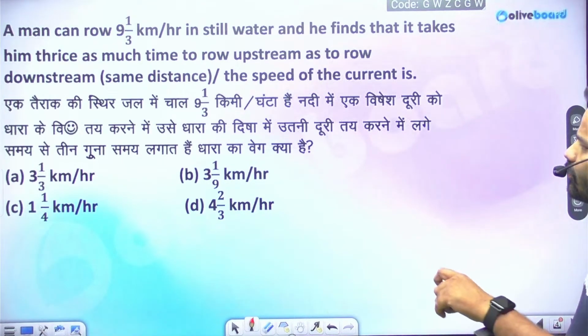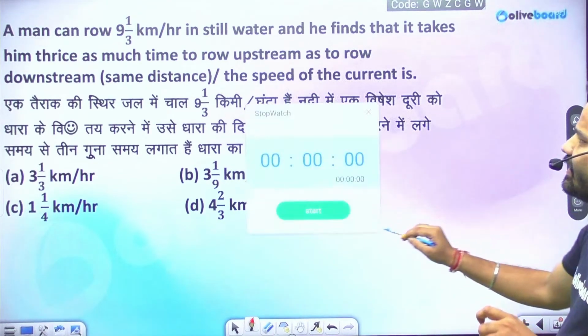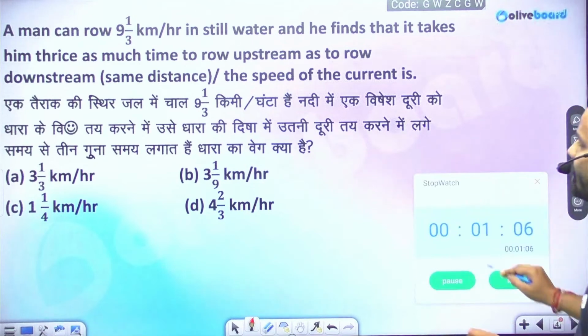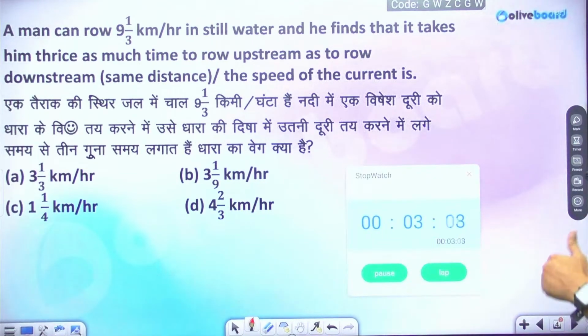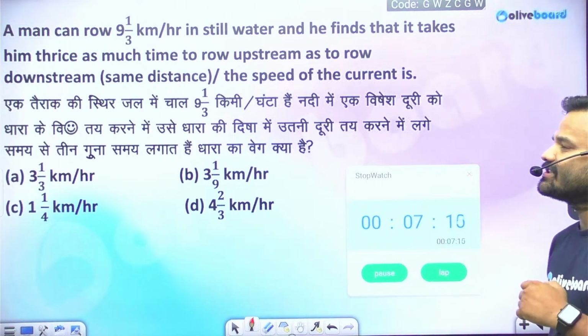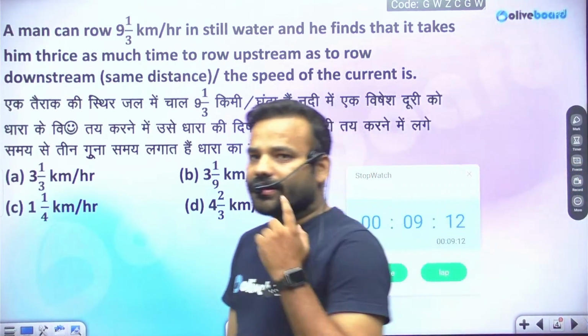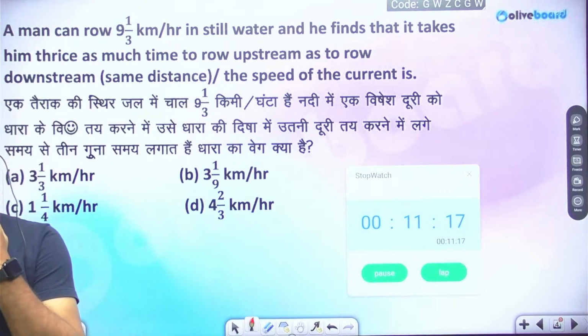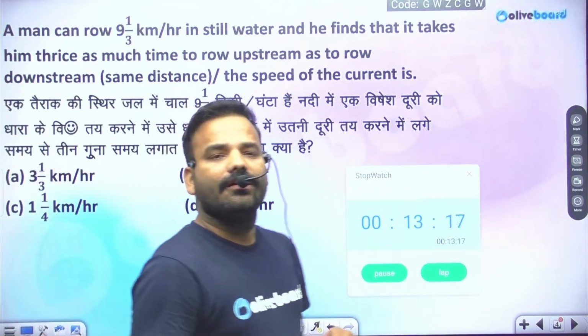A man can row 9 1/3 kilometer per hour in still water, and he finds that it takes him thrice as much time to row upstream than to row downstream, same distance. Find the speed of the current. Clear?